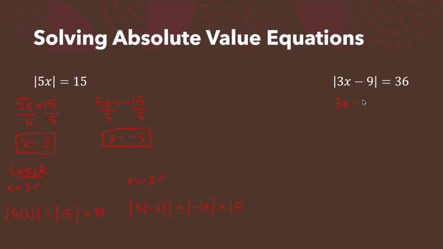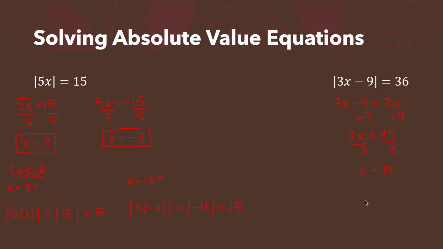3x minus 9 is equal to 36. We add 9 to both sides. Get 3x is equal to 45. Divide by 3 on both sides. And we get x is equal to 15. Again, we're not boxing these yet because we're going to do the check step to see if there are any extraneous solutions.